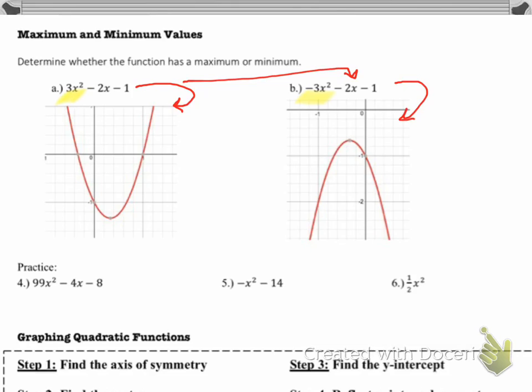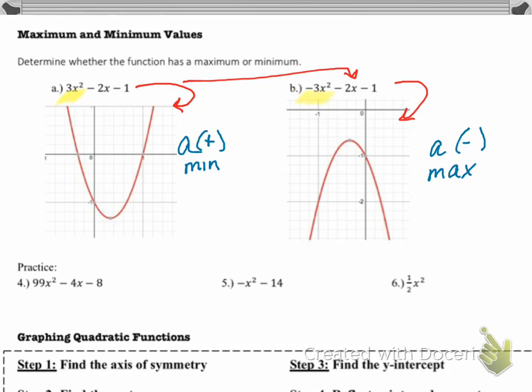So I can draw a conclusion from this. I want to write this specifically, so let me just look at my notes really quick. When my a value is positive, I have a minimum. And when my a value is negative, I'll have a maximum. What the a value does is it reflects it, or flips it over.